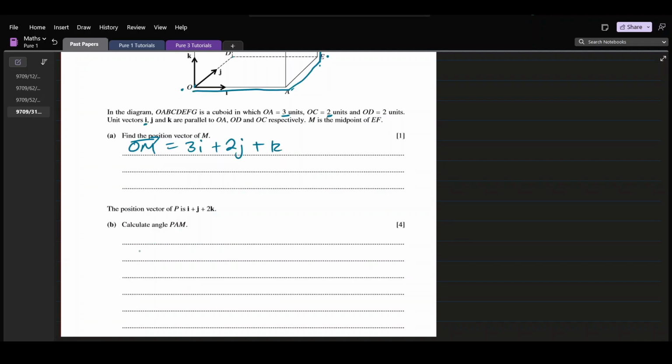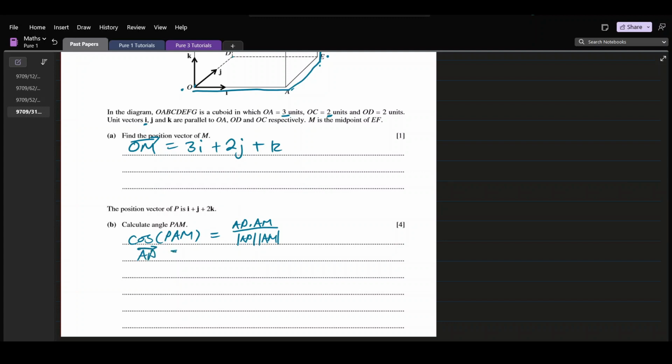The position vector of P is i plus j plus 2k. Calculate angle PAM. So angle PAM, we can write it as cos PAM. This is the angle between our vectors AP and AM. So we can say the dot product of AP and AM divided by the modulus of AP times the modulus of AM. So it means we first have to find the vectors AP and AM. So let's start with AP.